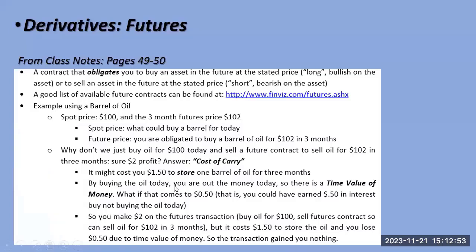Because you could buy oil for $100 a day, store it in your backyard, and sell it in the futures market for 102, you make $2. But what if it costs you $2 to store it in your backyard? What have you gained? Nothing. You buy the oil for 100, it costs you $2 to store it, you sell it for 102, you broke even.